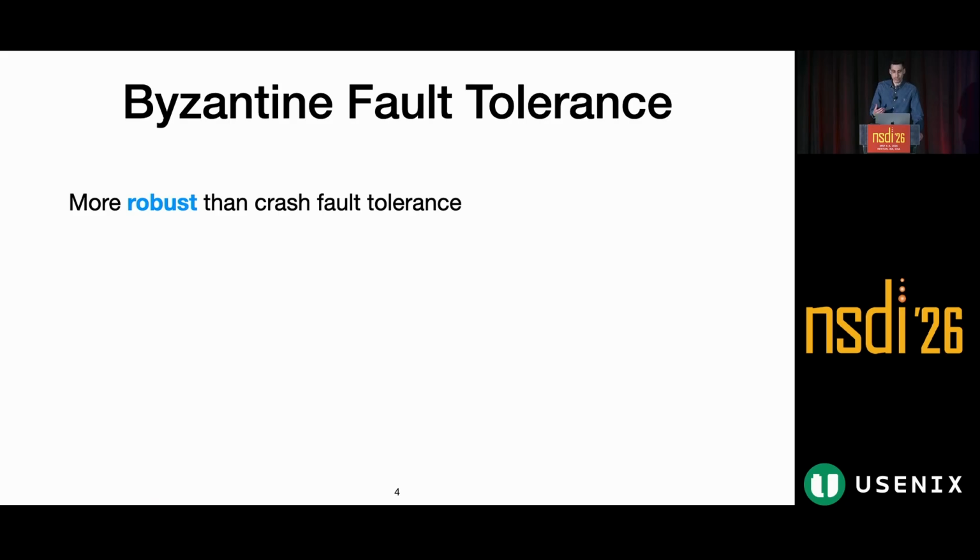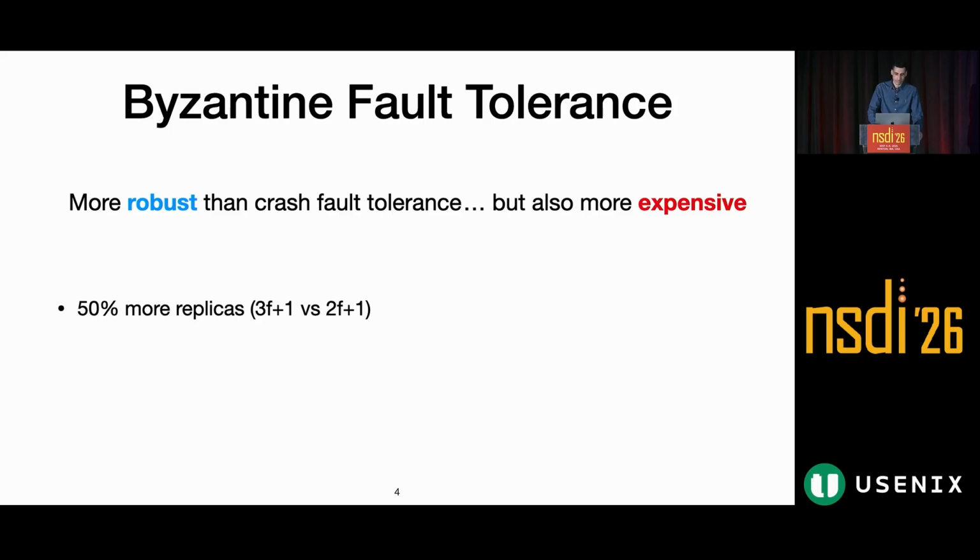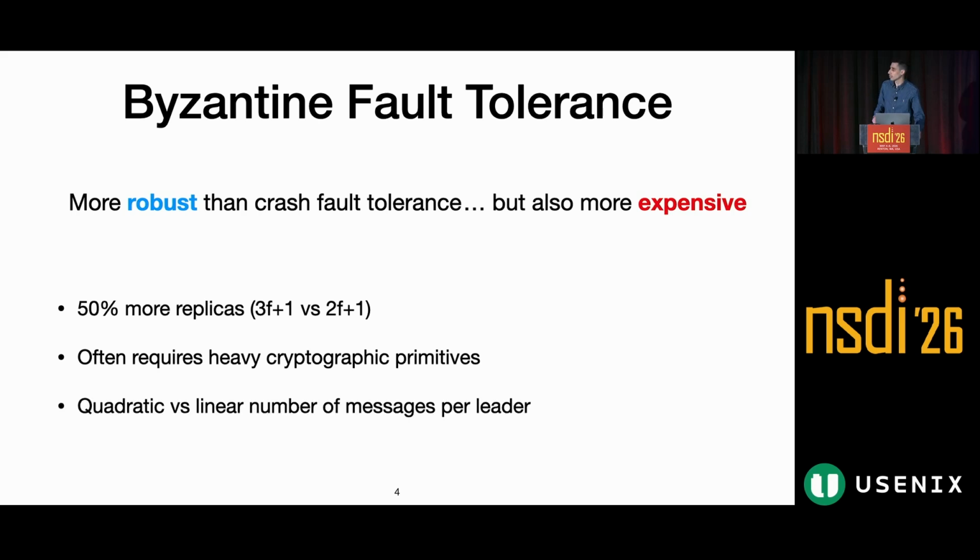Consensus protocols that can tolerate Byzantine failures are more robust than protocols that can only tolerate crash failures, but they're also more expensive. They usually need more replicas, 3f+1 instead of the usual 2f+1 replicas. They often rely on signatures or other means of cryptography. And they also need more communication rounds to commit a message.